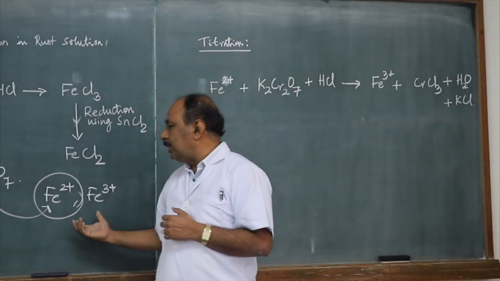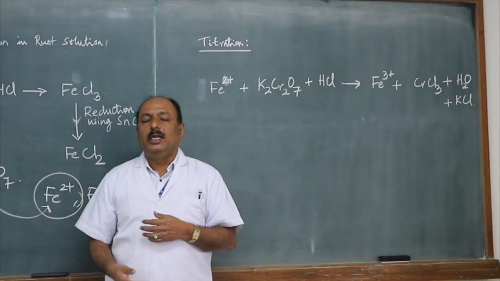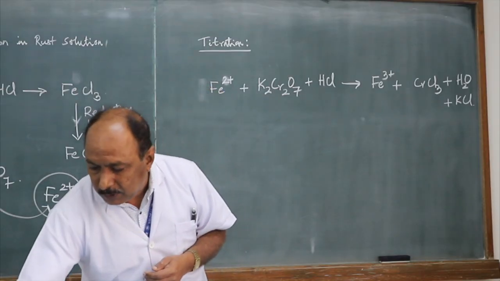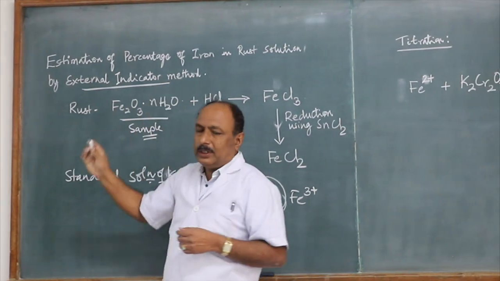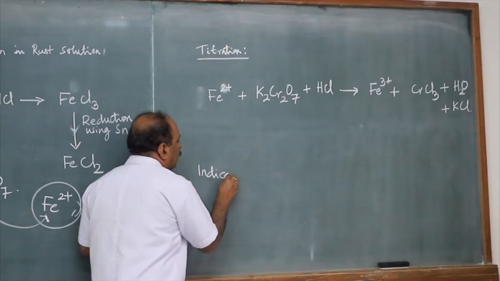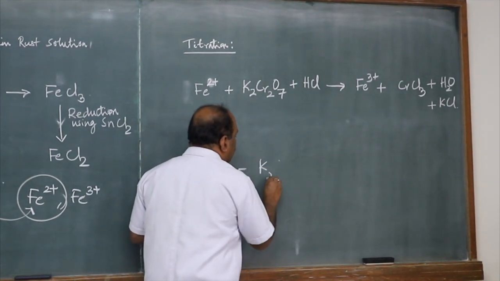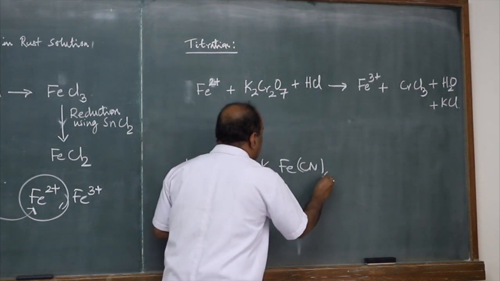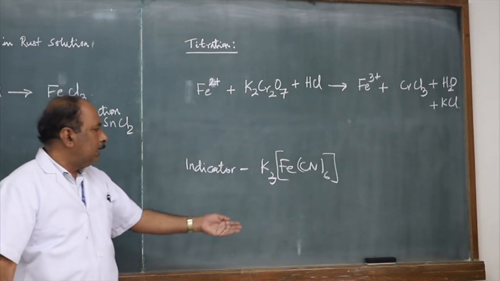Now take the conical flask containing reduced ferrous ions, and then, what is missing here? Indicator. The indicator in this case cannot be taken into the conical flask, so it is called the external indicator method. The indicator selected for this experiment is K3Fe(CN)6, potassium ferricyanide. This potassium ferricyanide is a complexing agent.